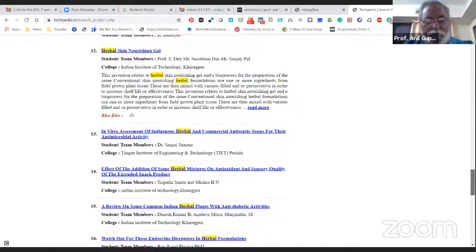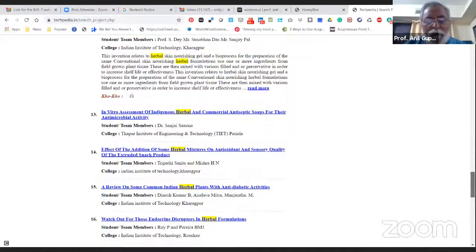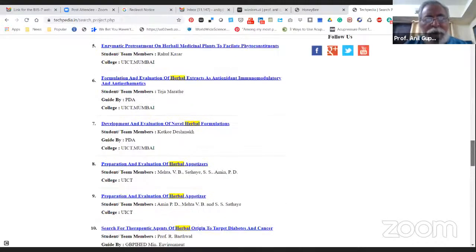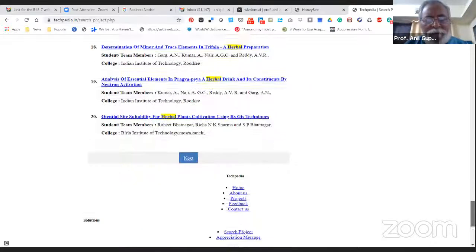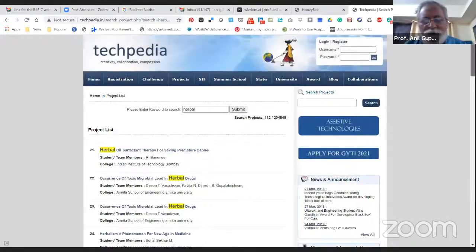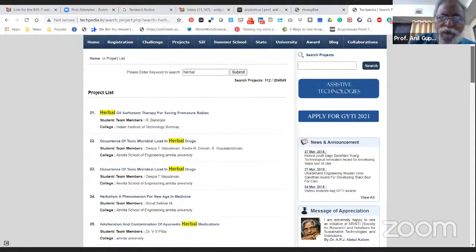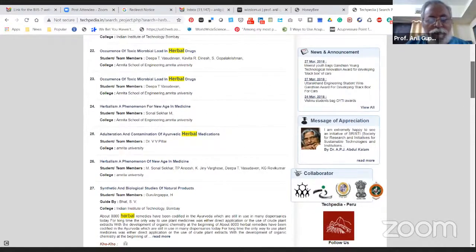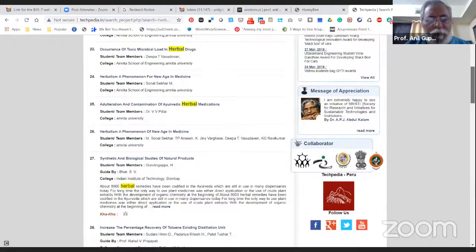So you know, you have to click a button. I now know what is happening in Roorkee, what is happening in Kharagpur, what is happening in Patiala, what is happening in Mumbai. All this sitting here, I can get it in a minute. And you can find out, no cost, no price, no database charges, no password required. Toxic microbial load in herbal drugs, somebody has to work on. Quality control, they can do that. Synthetic and biological studies of natural product. About 8,000 herbal remedies have been codified in Ayurveda, IIT Bombay.